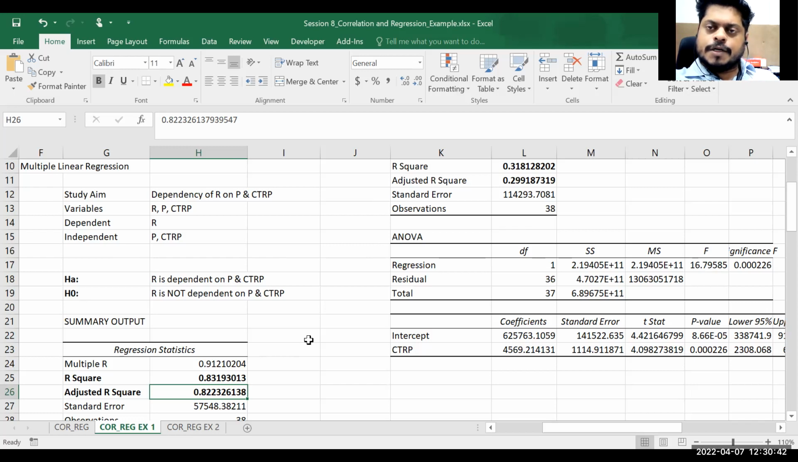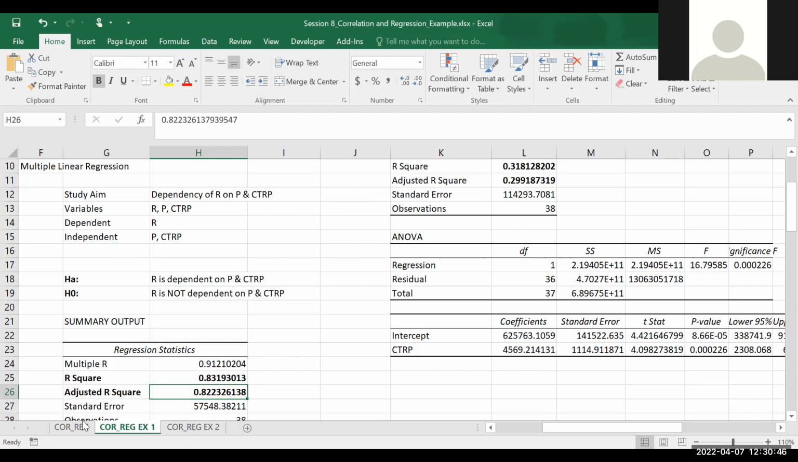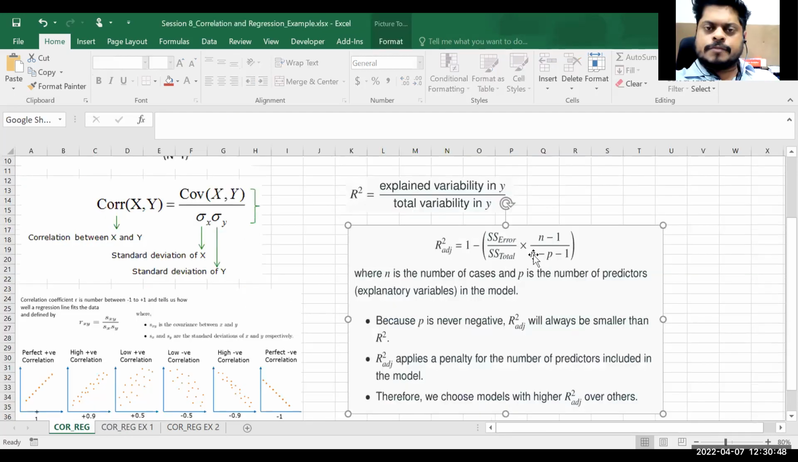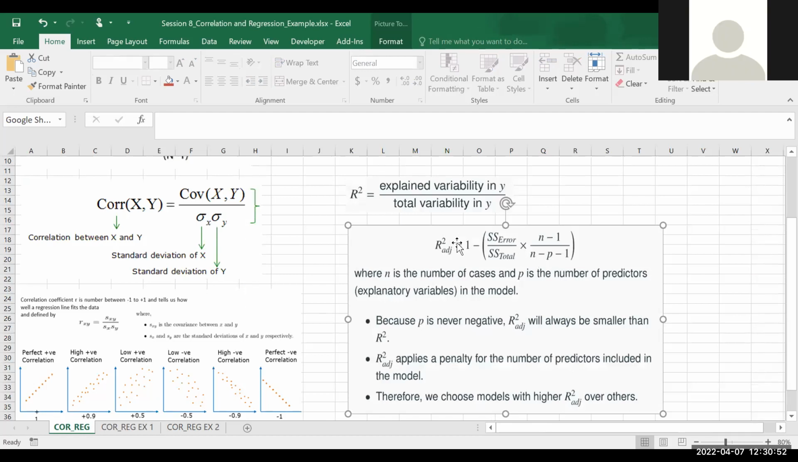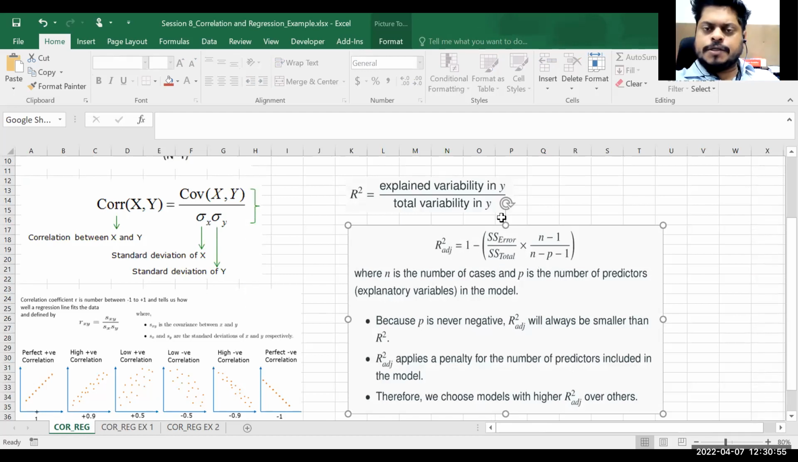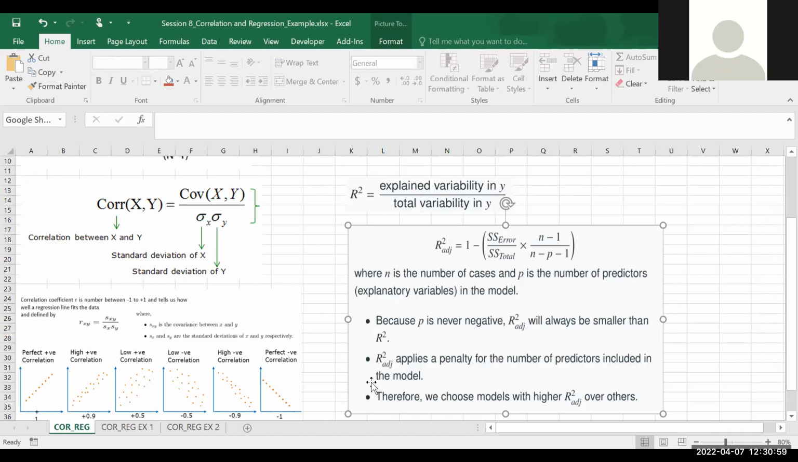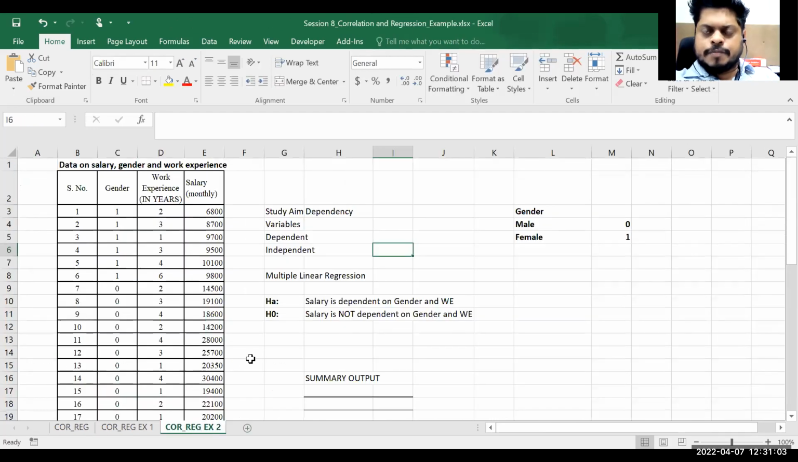Is this clear or any doubt? Can you please show the equation? Yes. Sir, is that R square SS error by SS total? 1 minus SS error by SS total is R square. Okay, sir. Got it. Anybody having any doubt about what we just explained?